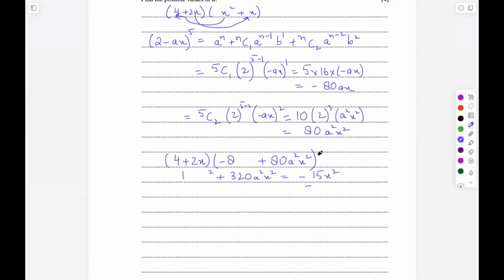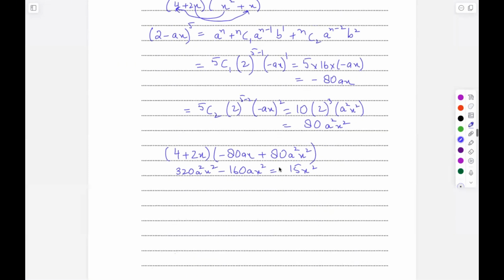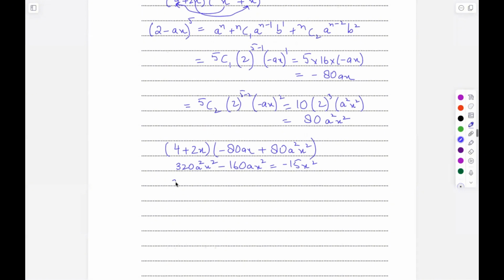So writing it as minus 80ax, and now writing the expression again, this will be equal to 4 into 80a squared x squared, which is 320a squared x squared, and this will be minus 160a x squared equals 15x squared. This was a minus 15. Now taking x squared common, we'll get 320a squared minus 160a equals minus 15x squared.